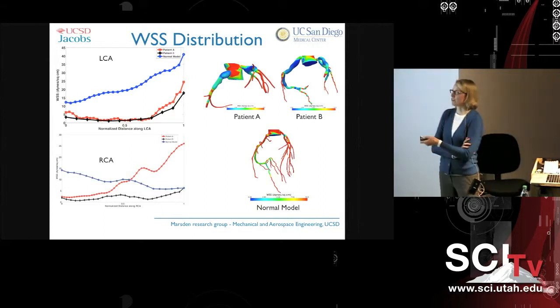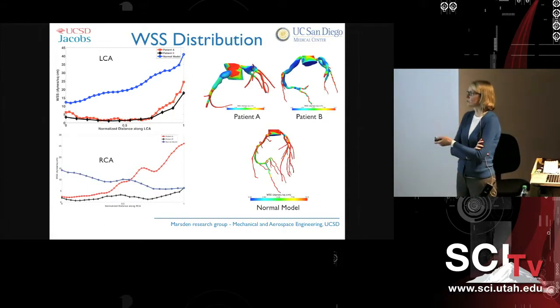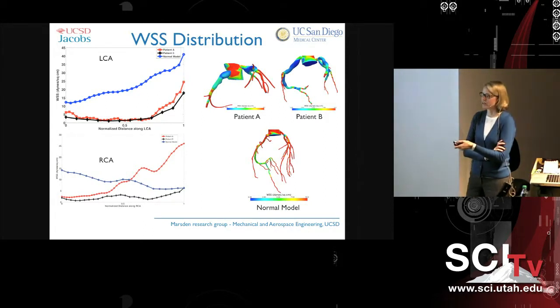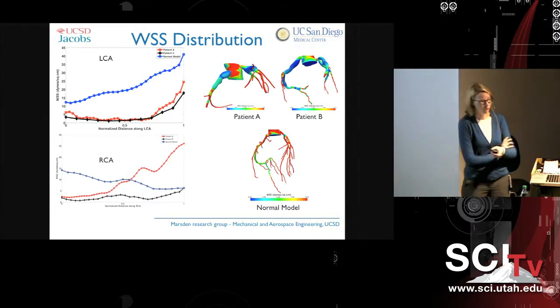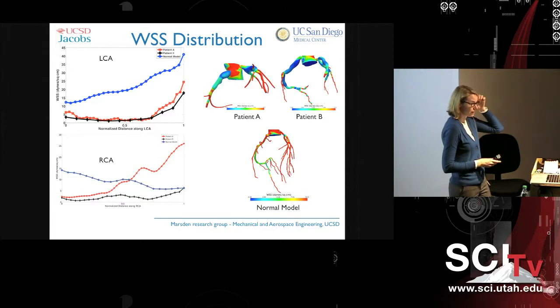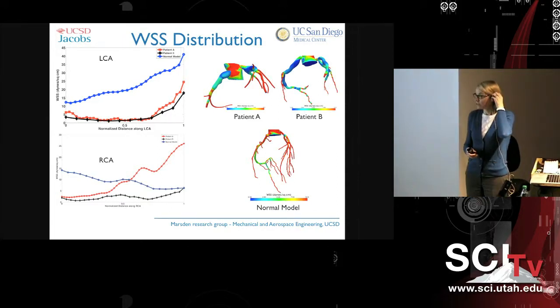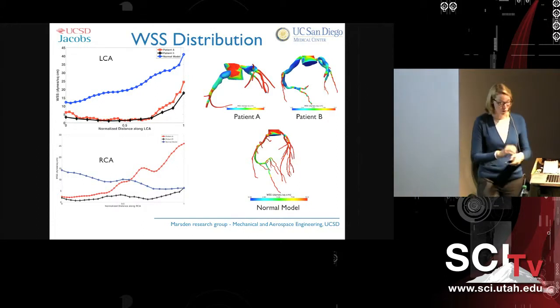And then we can look at things like wall shear stress distribution. And this is showing two of the patients, A and B, versus the normal model. And you can see that the shear stress in the aneurysmal regions is about an order of magnitude lower in the patients with Kawasaki disease compared to the normal. And in this case, it was particularly pronounced in the left coronary artery.